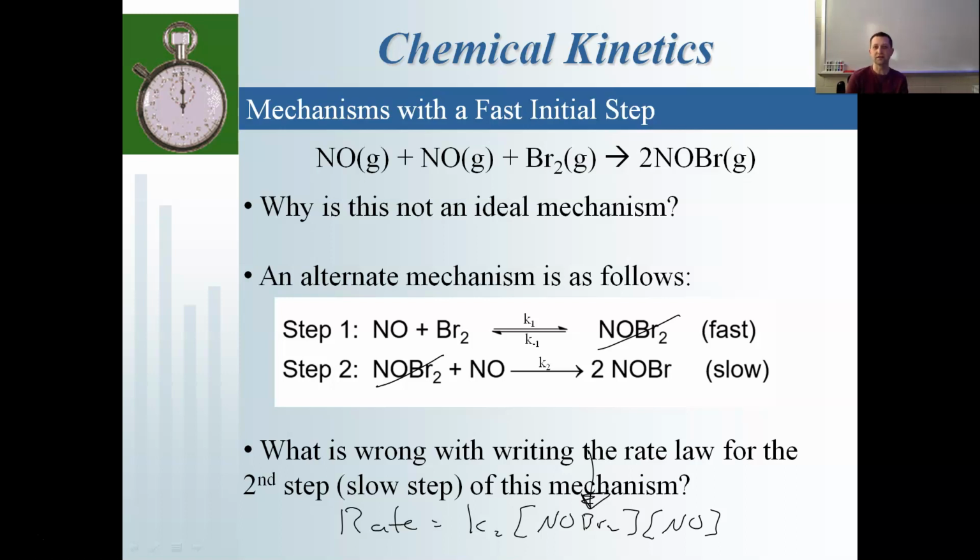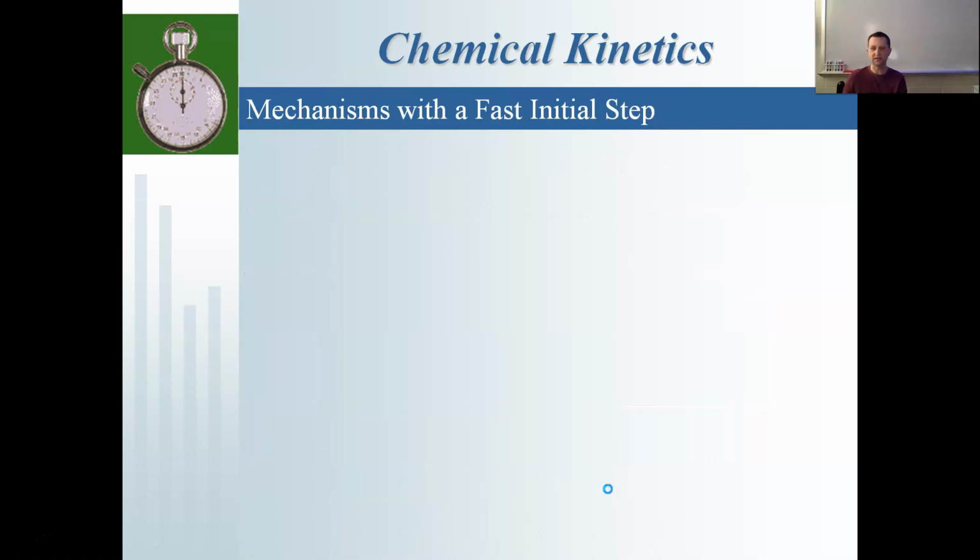So two things wrong with this. Number one, it doesn't match up with your experimentally determined rate law, and that is the only way to determine rate law. And the second thing wrong with this is that the rate law is including the intermediate from our reaction mechanism, which is not allowed. Okay, so those two things you should have written down for why this isn't allowed.